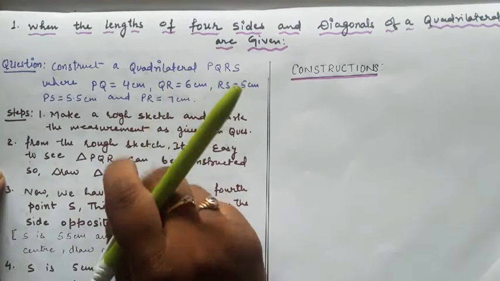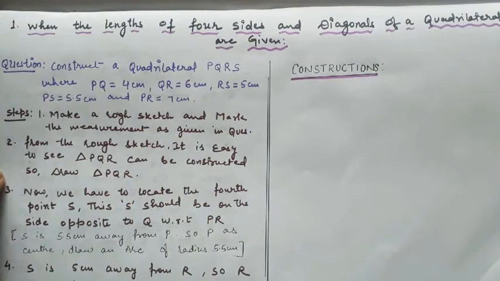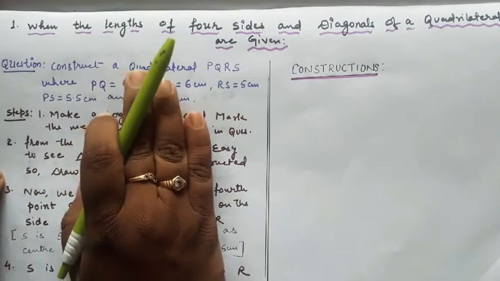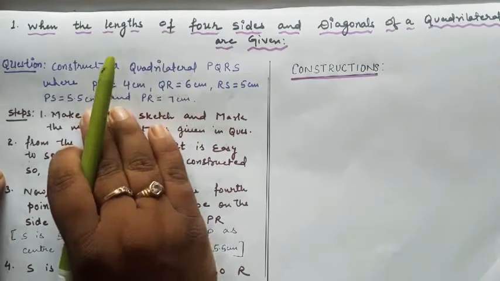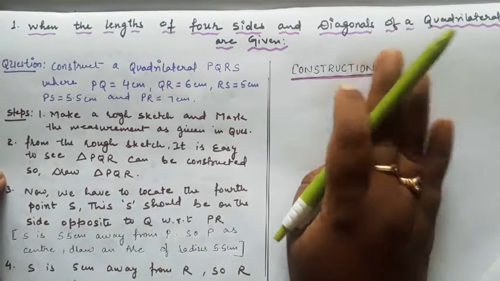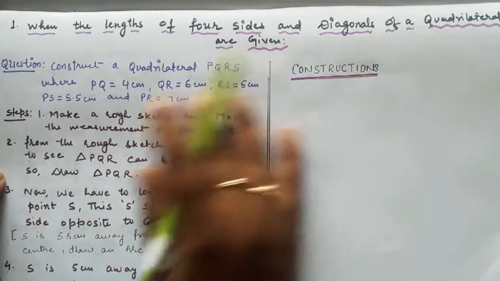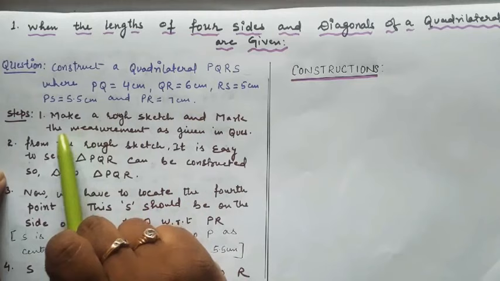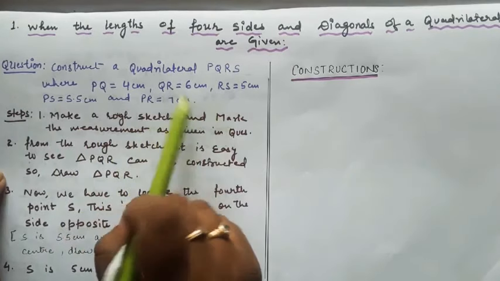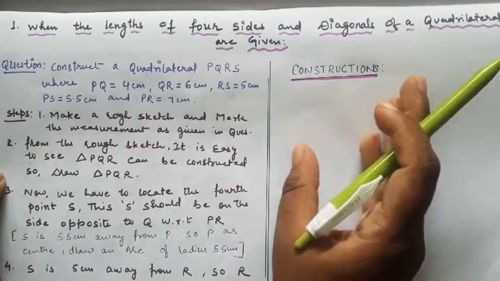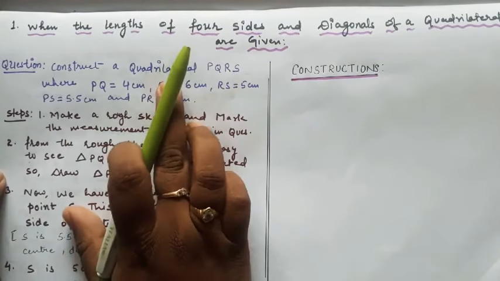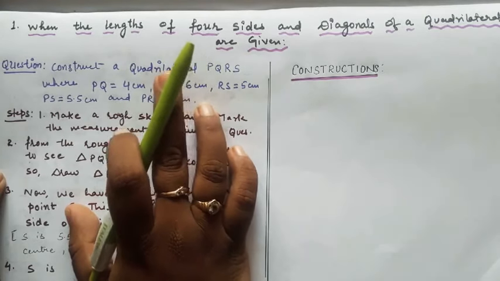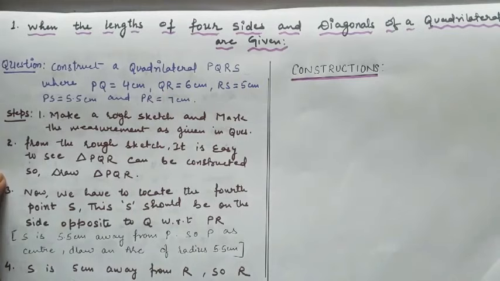And simultaneously I have written some steps here which you need to copy. Step by step I will try to construct the quadrilateral to make you more clear. The first step says: make a rough sketch and mark all the measurements as given in the question. That means we have to make a rough sketch of a quadrilateral based on the information which is given to us.